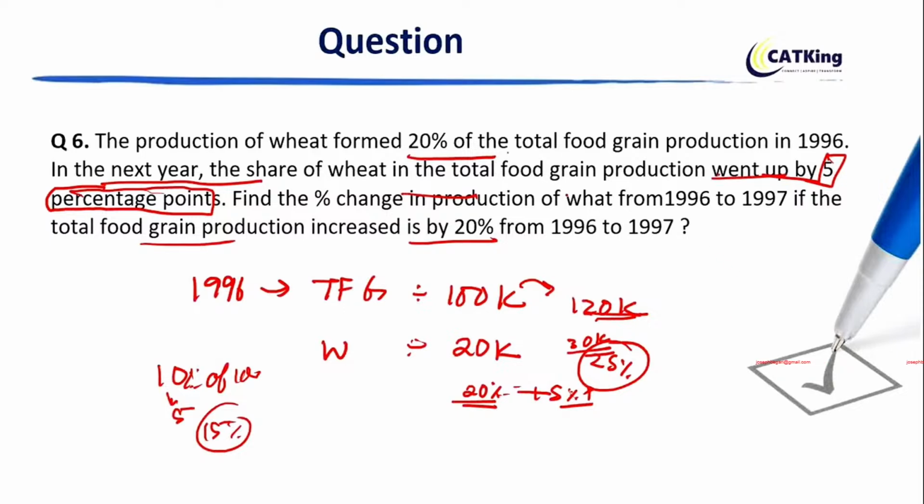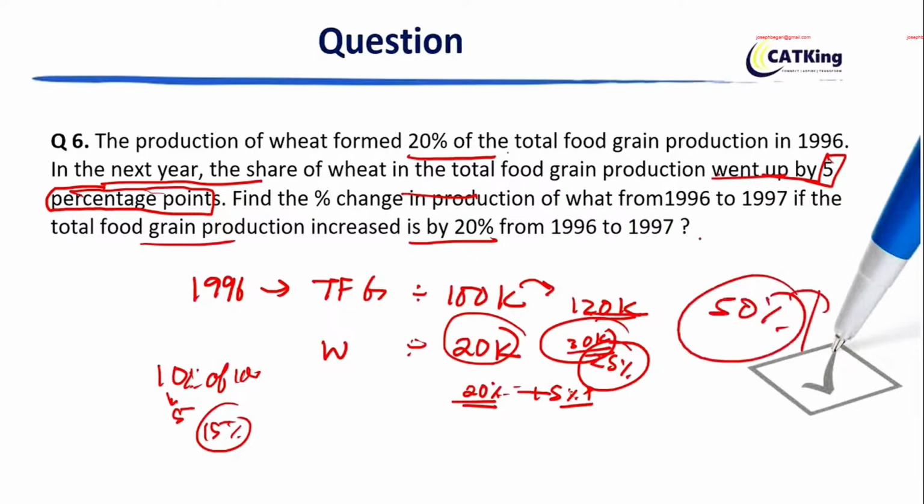Okay. So find the percentage change in production of wheat. So from 20k it becomes 30k. What's the percentage change? Simply 50%. Answer is 50%. Right.